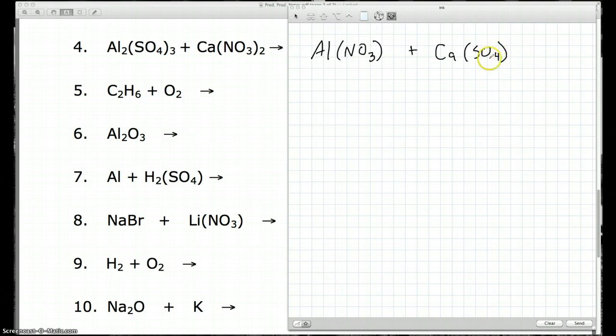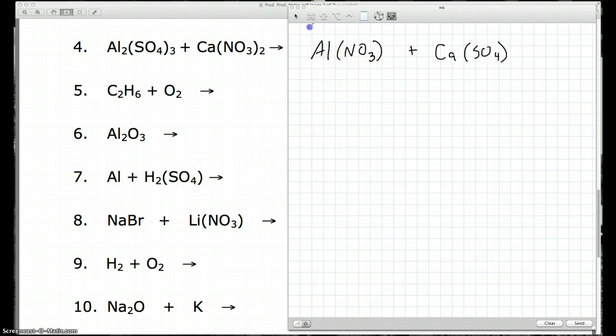Again, the 4 here in sulfate I brought over automatically because it's in the parentheses. Otherwise, I can't bring those little numbers over automatically. So I just made 2 new compounds, so I have to do the switch trick.